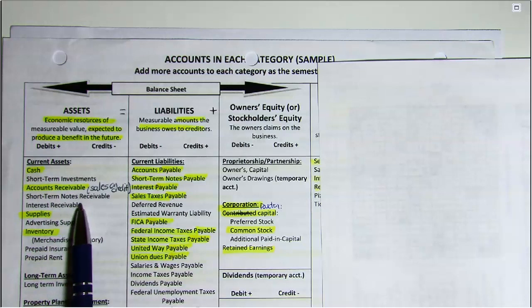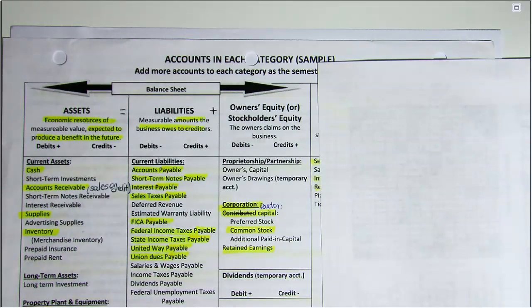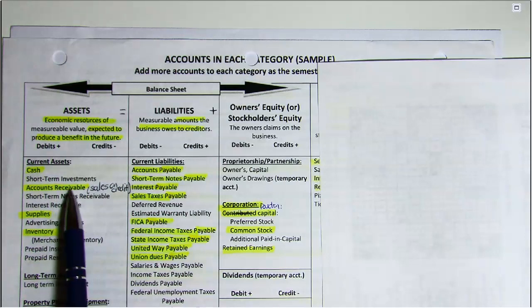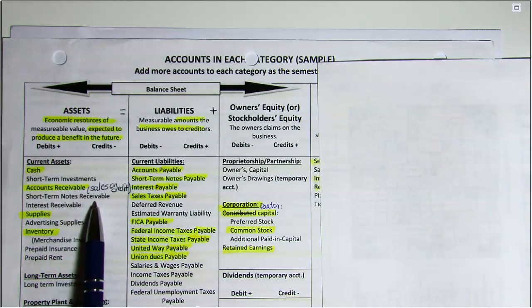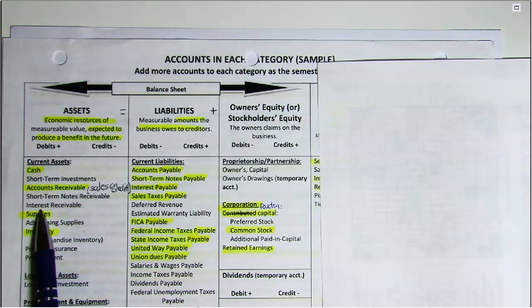Short-term notes receivable. Notes are promissory notes. In other words, written promises to pay you. Someone's going to be paying you in the future. Notice we use the word receivable again. That's because in the future you're going to be receiving this money. And that's why it's an economic resource. If you're going to be receiving interest because it's due to you, it's interest receivable. Supplies are also an asset because we're going to use those to help us run our business and make money.